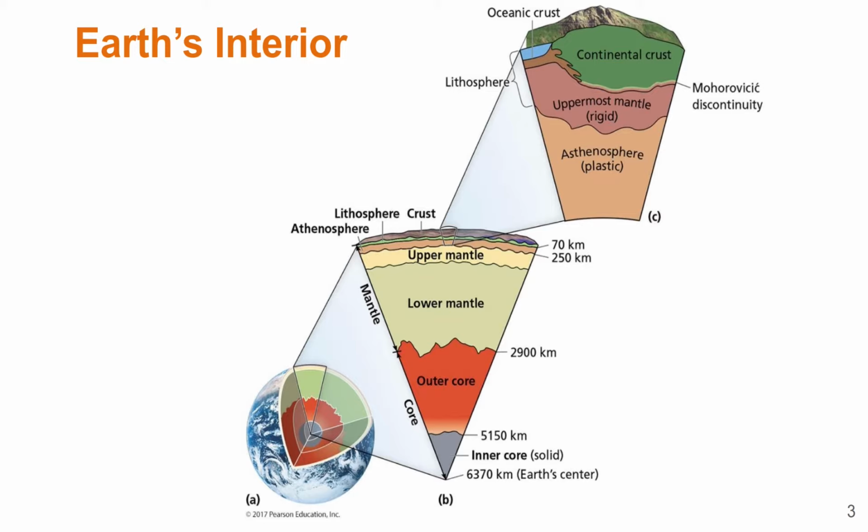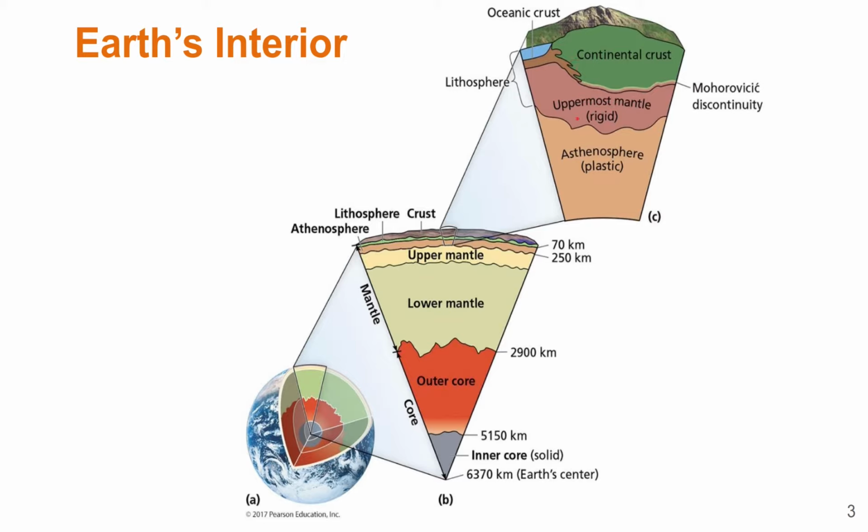This is a cheesy diagram. And let me get my laser pointer. That's good enough. So there's the crust, oceanic crust is about 5 kilometers thick, continental crust, 40 to 60 kilometers thick. Both of those parts float around and are attached to the uppermost mantle, which is rigid.